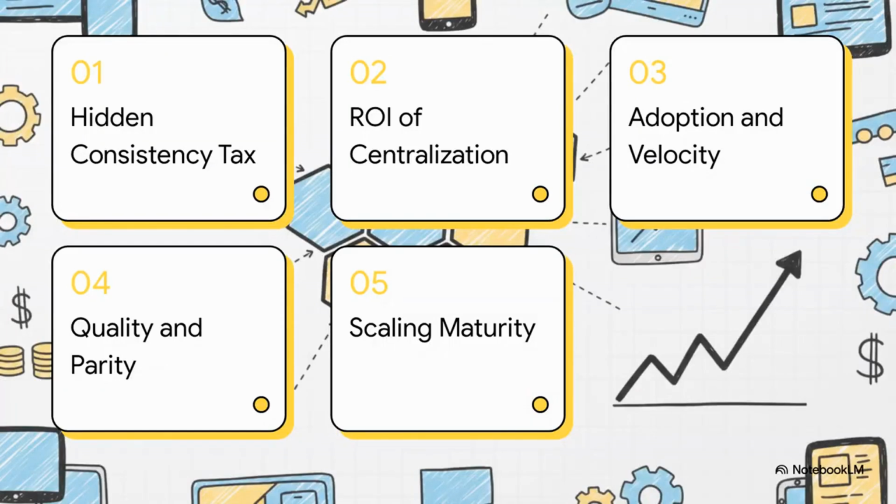Let's jump in. Here is our roadmap for today's executive briefing. Number 1, the hidden consistency tax. 2, the ROI of centralized components. 3, tracking adoption and velocity. 4, ensuring quality and parity. And finally, 5, scaling system maturity. Let's get right into it.